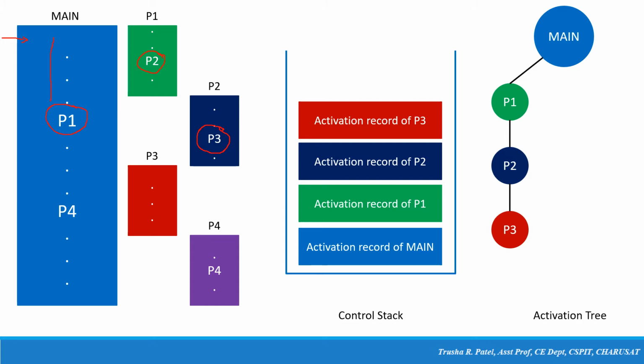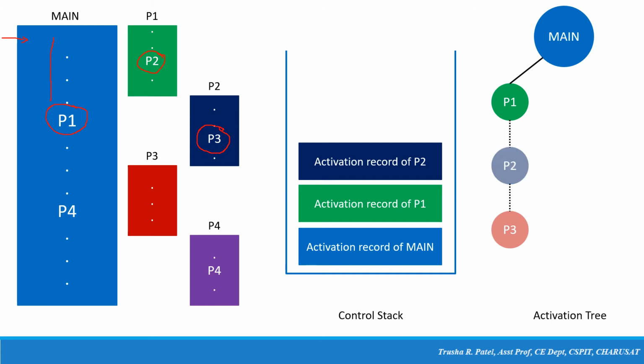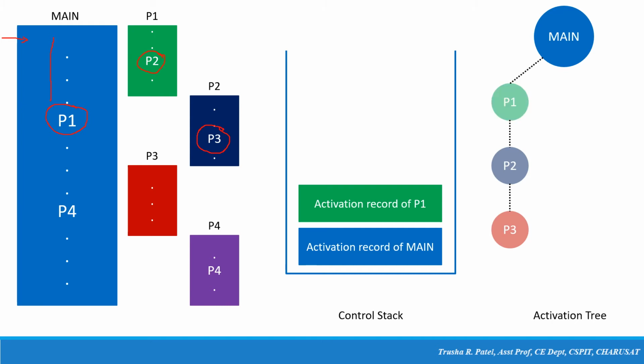So after the execution of P3 is done, we will return back to P2. So the activation record of P3 will be deleted. Now once the process of P2 is done, it will return back to P1 and the activation record of P2 will be deleted. After execution of P1, we return to main and the P1 activation record will be deleted.